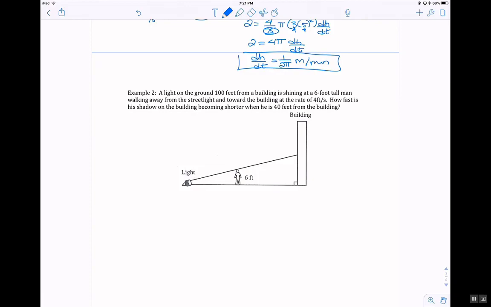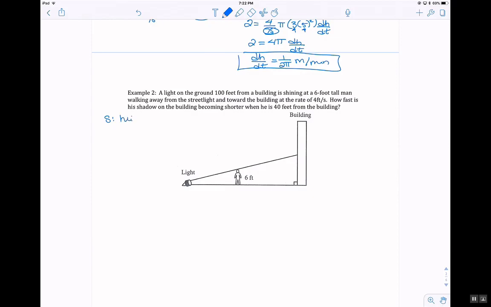Our next example is going to use some similar triangles as well. Let the light be on the ground 100 feet away from the building, shining at a 6-foot-tall man walking away from the street light and towards the building at a rate of 4 feet per second. How fast is the shadow on the building becoming shorter when he is 40 feet away from the building?